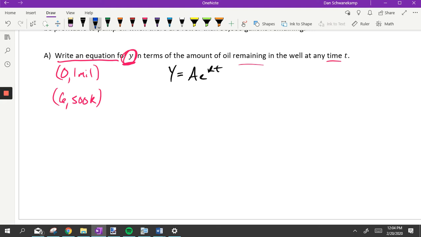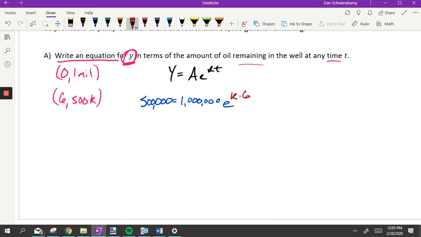Y equals AEKT. We're trying to plug in some stuff. Ella, what'd you plug in here? Okay, so she is going to plug in 500,000 because that's going to be her ending amount. What else can we plug in here, Logan? What's my A going to be? 1 million because he's starting with 1 million. What else can I plug in here, Jason? 6. What's that going to go for? T. My T is 6.